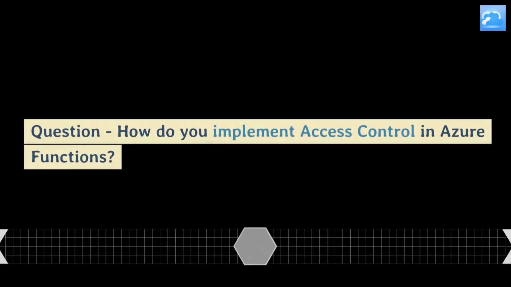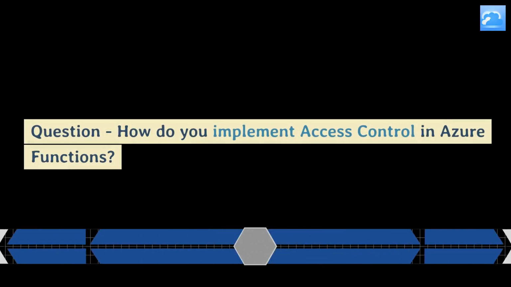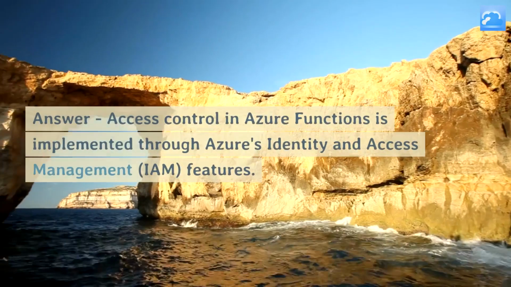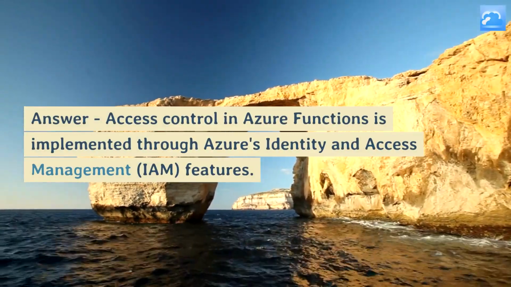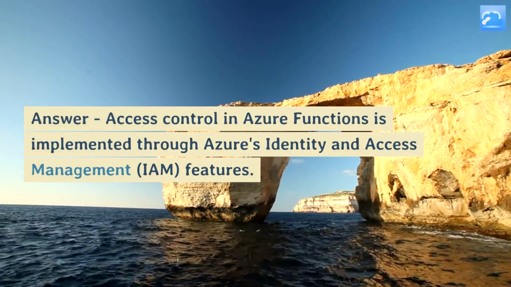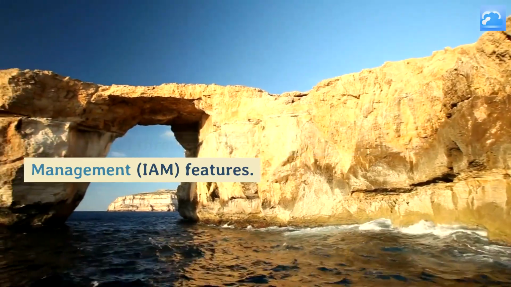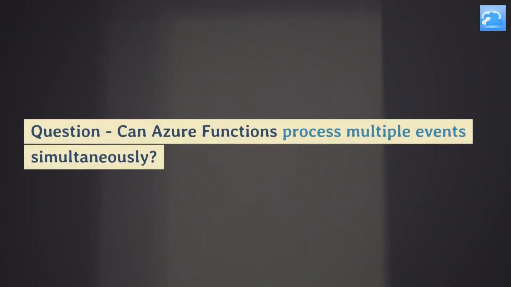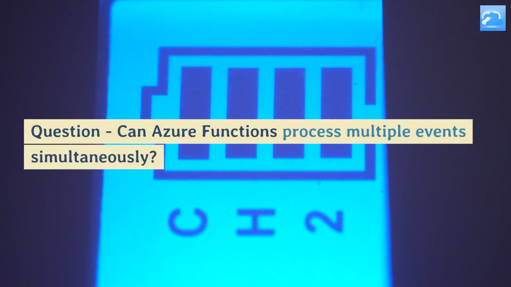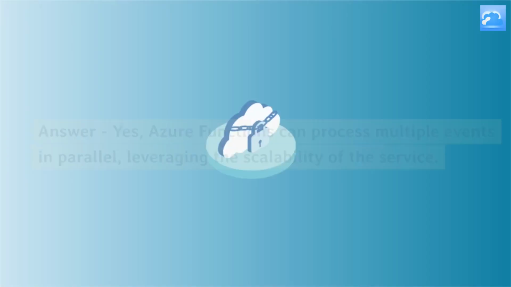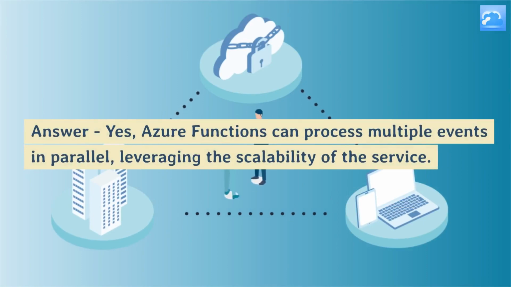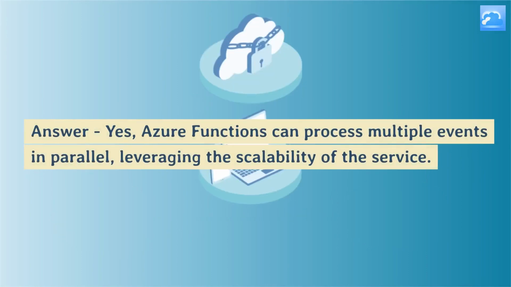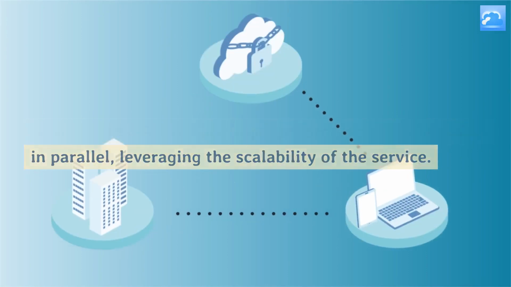Question: how do you implement access control in Azure Functions? Answer: access control in Azure Functions is implemented through Azure's Identity and Access Management (IAM) features. Question: can Azure Functions process multiple events simultaneously? Answer: yes, Azure Functions can process multiple events in parallel, leveraging the scalability of the service.